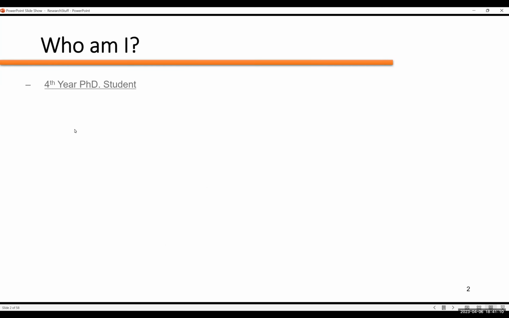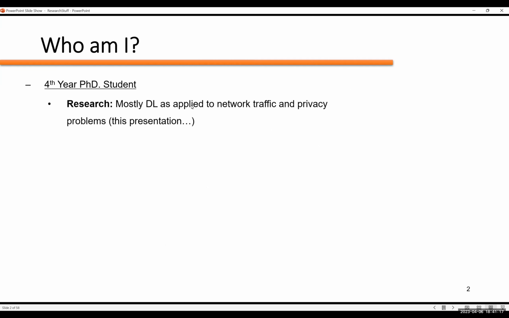So who am I? I'm a 4th year PhD student. My advisor is Dr. Matthew Wright. My research mostly is focused on applying various deep learning algorithms to network traffic, and in particular, dealing with and oftentimes specifically breaking the privacy that certain tools and techniques can provide using fun little deep learning classification attacks.